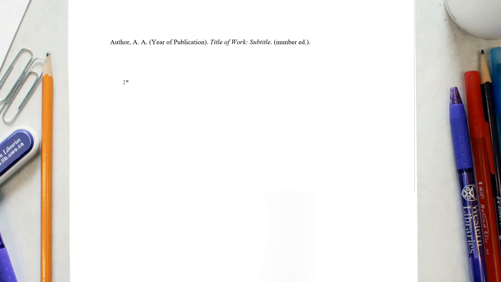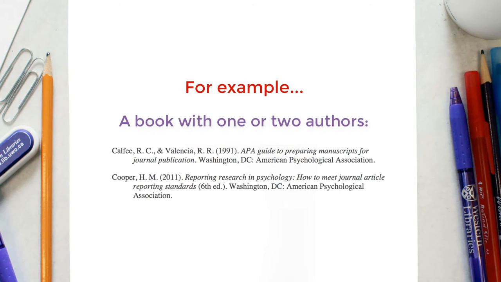The final piece of information is the location of publishing and the name of the publisher. When citing the city of publication, always list the city, followed by the state or province, using the postal abbreviation without periods. Here is an example of a real book that has been cited in an APA reference list.